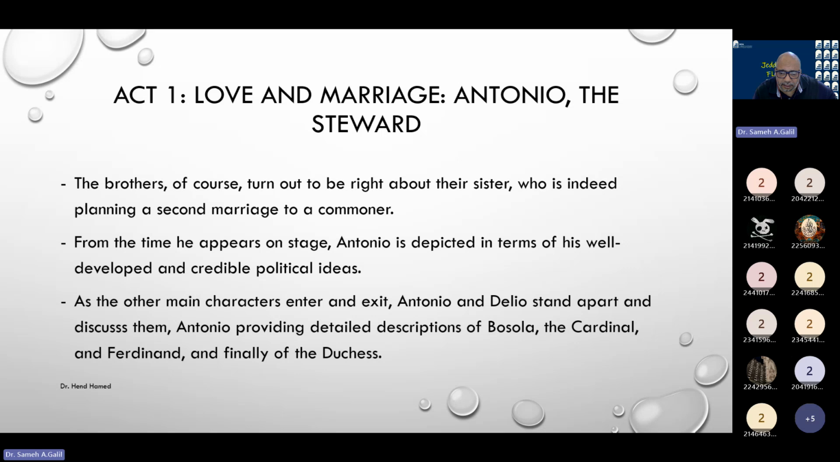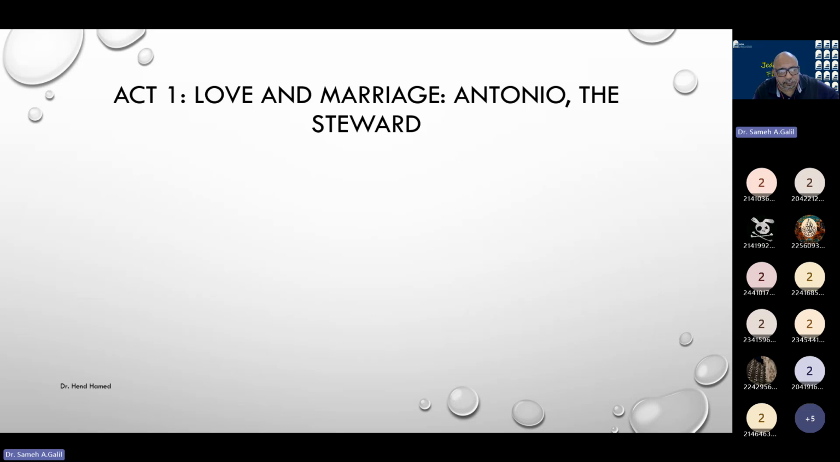There will come a time when Antonio will make assessments about the different characters: Bussola, the Cardinal, Ferdinand, and the Duchess. And through his assessment, we get to know that he is well suited to be the Duchess' husband.